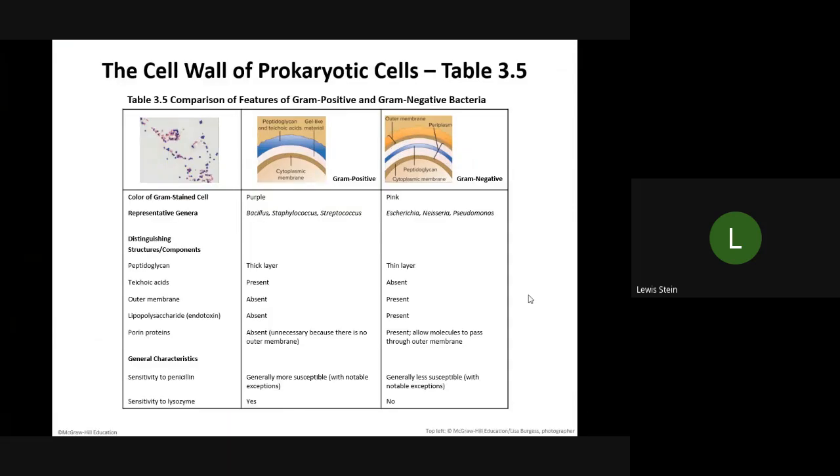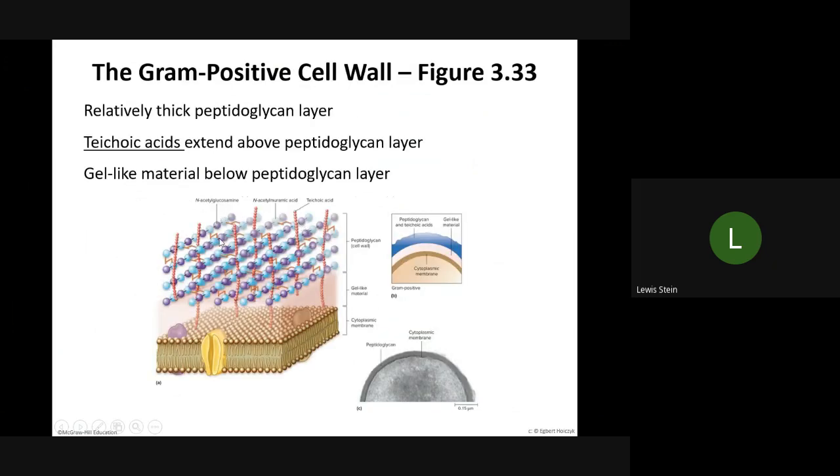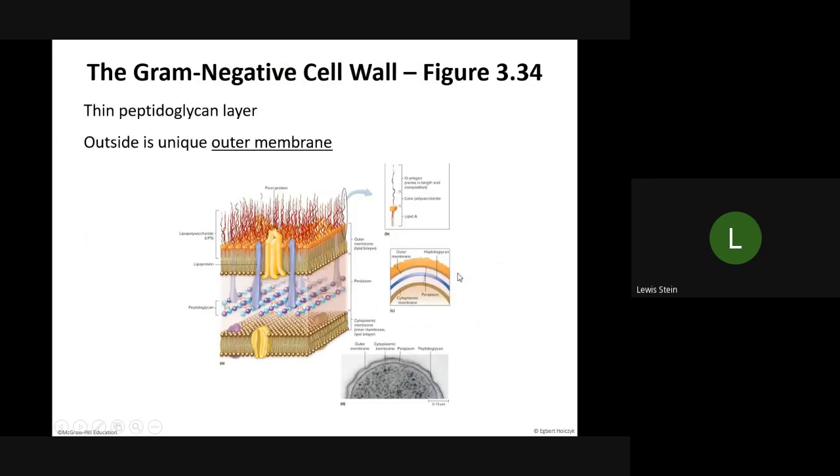So I'll expand it. Now, peptidoglycan, NAMs and NAGs, peptide interbridges here, tetrapeptide chains here. This is kind of where I got that little drawing. These are their actual names, etc. This is the chemistry. Certainly don't have to know it. Relatively thick, depends on who you read. Teichoic acids extend. Gel-like material below. And again, things can pass through just like in cytoplasm.